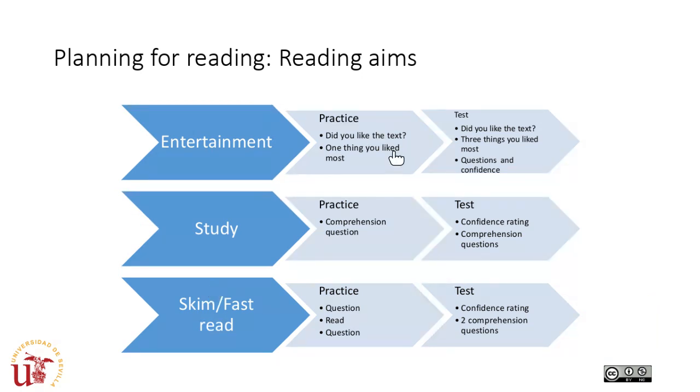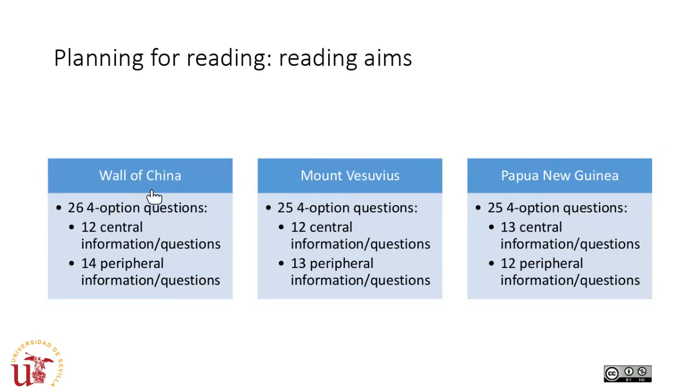And these were what the conditions were. So they were told that they would have to read just to tell us if they liked or did not like the text. In the study condition, they were told that they were going to be asked questions, and in the skim, fast read one, they were given a specific question and they had to find the answer in the text. And we gave them 3 long texts on the wall of China, on Mount Vesuvius, or on Papua New Guinea. So these were sort of like typical texts that you would use in secondary education.